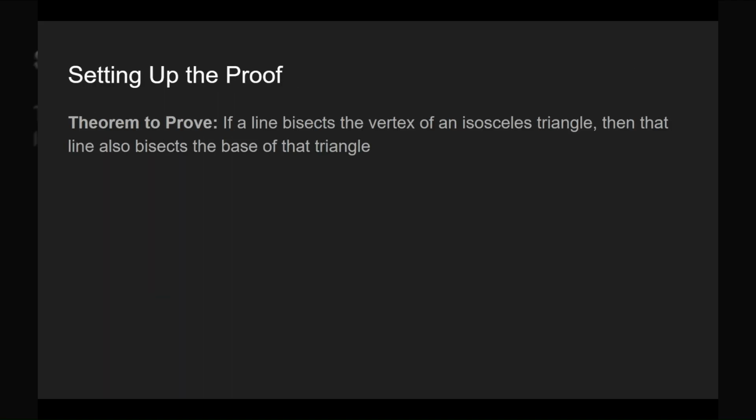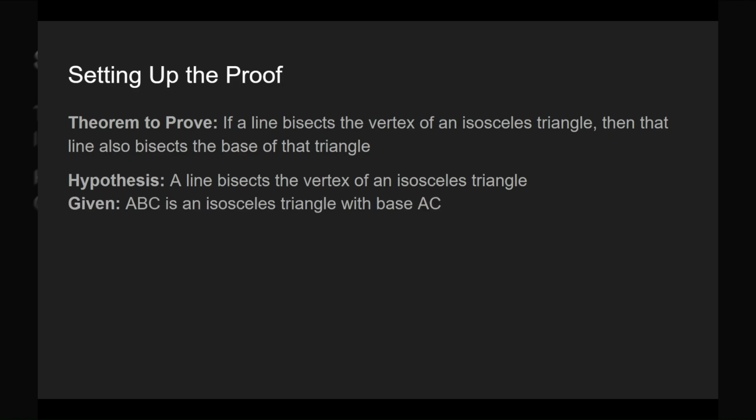Setting up the proof. Here's our theorem again. If a line bisects the vertex of an isosceles triangle, then that line also bisects the base of that triangle. Our hypothesis is that a line bisects the vertex of an isosceles triangle. We've actually got a couple different pieces of information we can get from this. So our first piece of given information from this hypothesis is that we have an isosceles triangle. The hypothesis doesn't name it for us. We're going to go ahead and give it a name. We'll call it triangle ABC, and we'll say that the base is AC. So AC is the side that's not congruent to the other two.